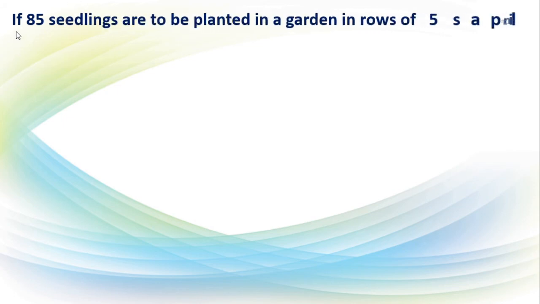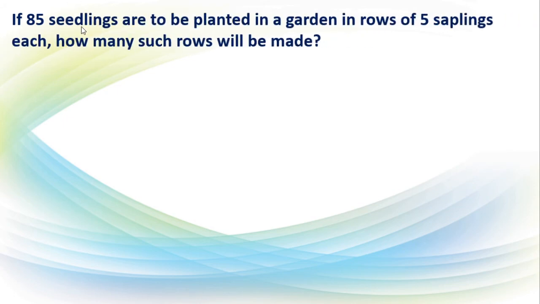If 85 seedlings are to be planted in a garden, seedlings means small plants, in rows of 5 saplings each, how many such rows will be made? Yes, 85 divided by 5. In one row 5 saplings will be there and total saplings are 85. So how many rows will we get? See this, 85 divided by 5.